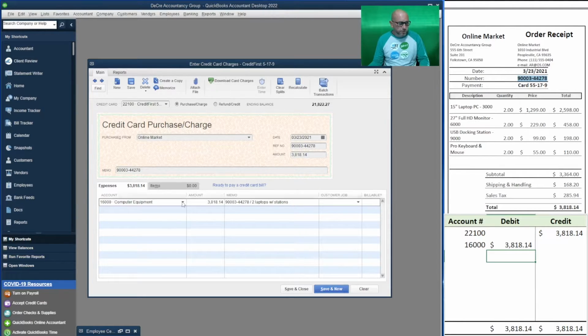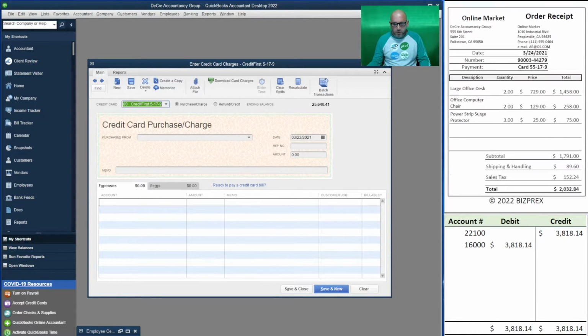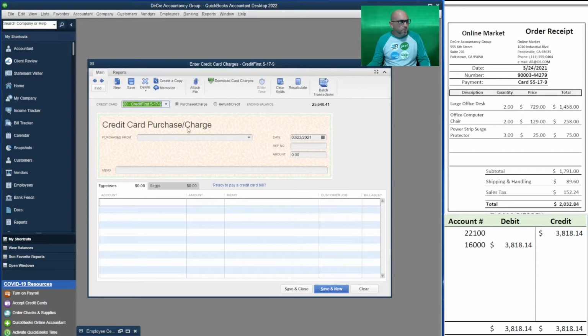Again, this amount is a credit to account 22100, and this amount is a debit to 16,000. 16,000 is an asset account. It's computer equipment, and assets go up when debited. Okay. All right, buying some furniture. Very much similar. Right, online market.